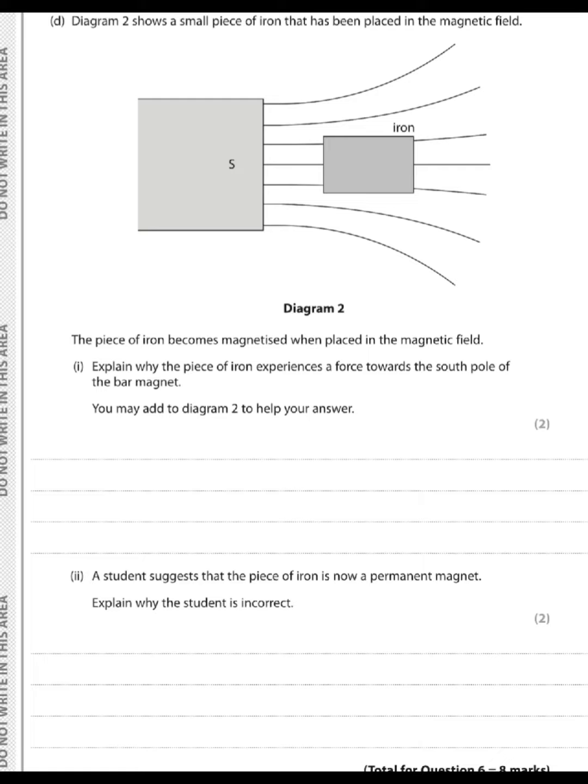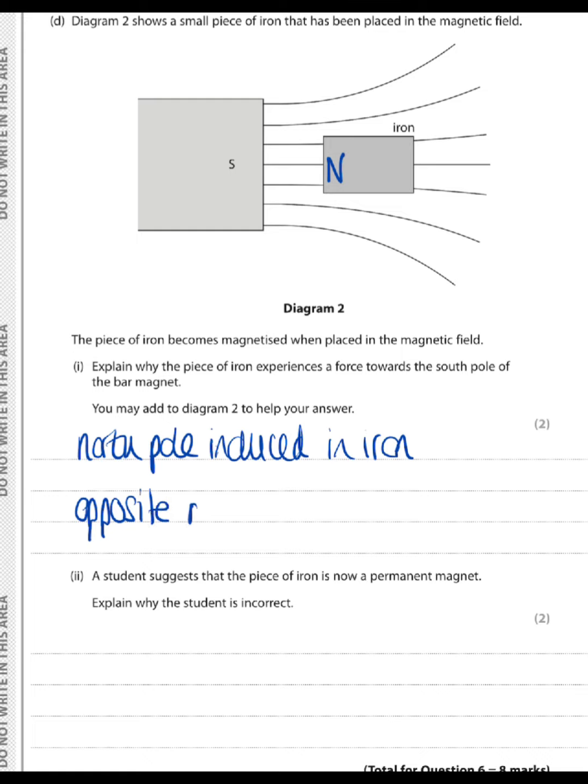So now we want to explain why this piece of iron experiences a force towards the south pole of the bar magnet. So when you place a magnetic material in a magnetic field, you can induce a magnetic pole in that material. So when this iron is brought towards that south pole, you will have a north pole actually being induced in that side of the iron. We know from our work on magnetism that those opposite poles are then going to attract. So opposite poles attract, and that causes the iron to be attracted towards that south pole.